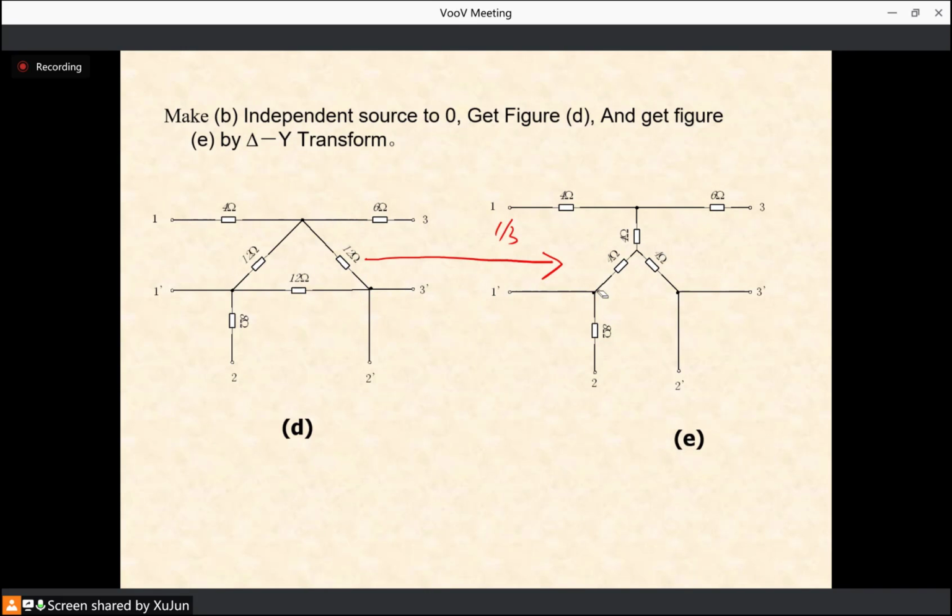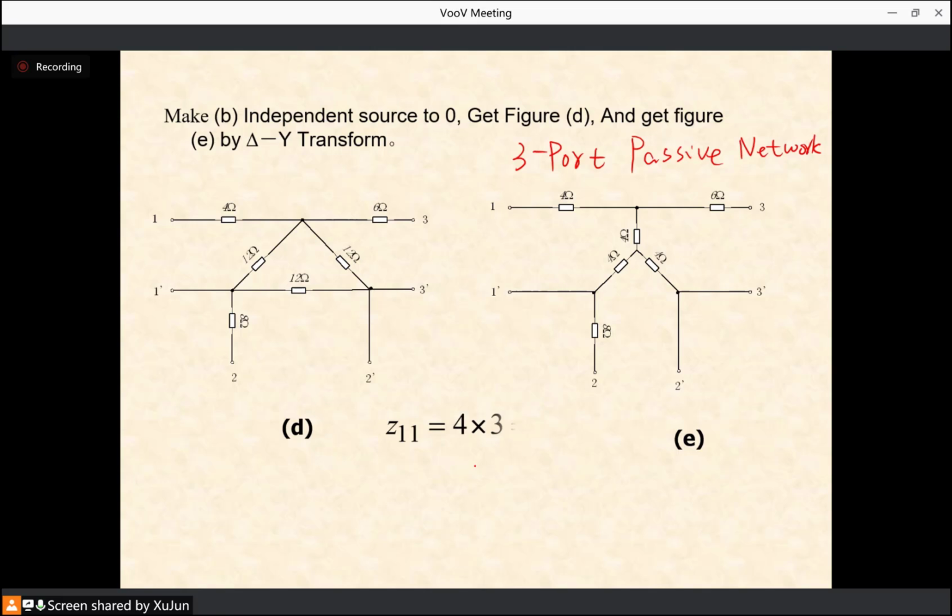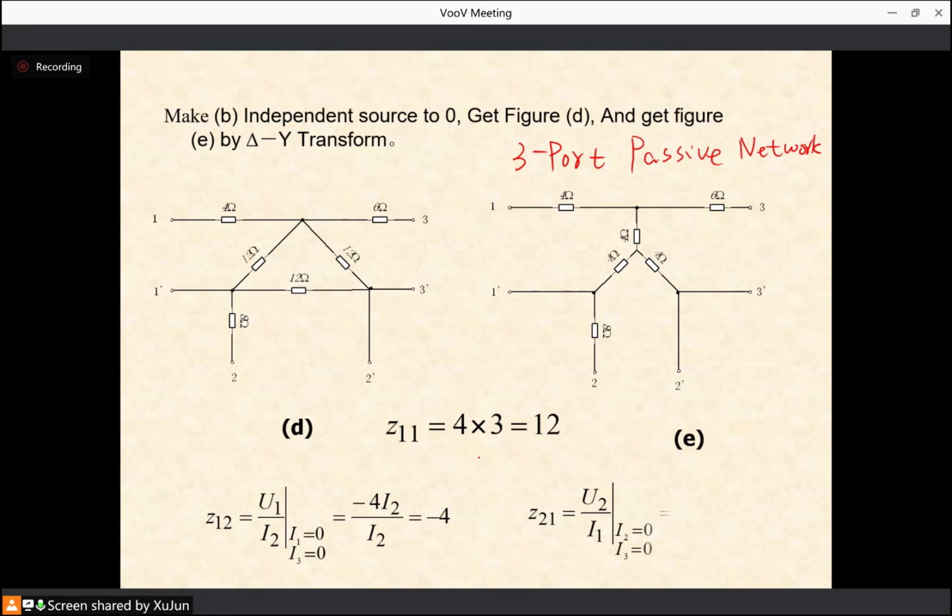So for this 3-port passive network, it will be easy to find the Z parameter: Z11, Z12. As for the calculation of this network, I will add one page.